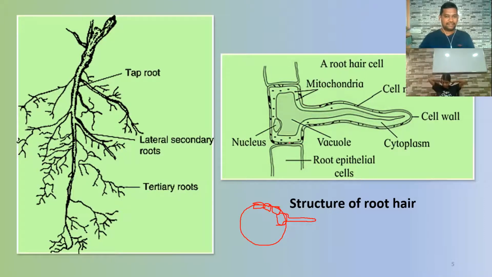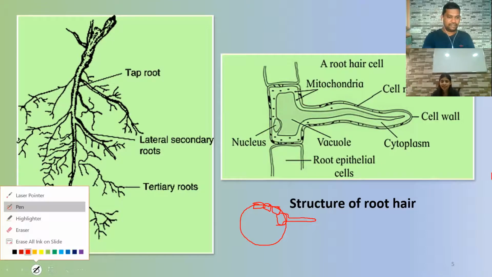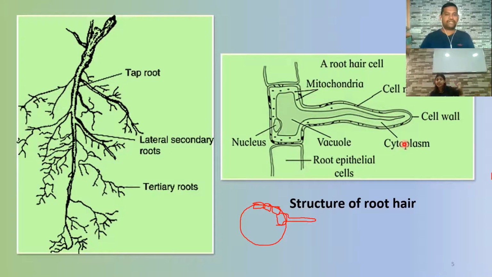Got it? So the root hair ultimately arises from the epidermis. Yes, correct. Is it clear? Now, tell me, what is the rhizodermis? The epidermis of the root, nothing else. It is also called epiblema. What is epiblema? The epidermis of the root, nothing else. Rhizodermis or epiblema, either is used. The root epithelial cells are written here.